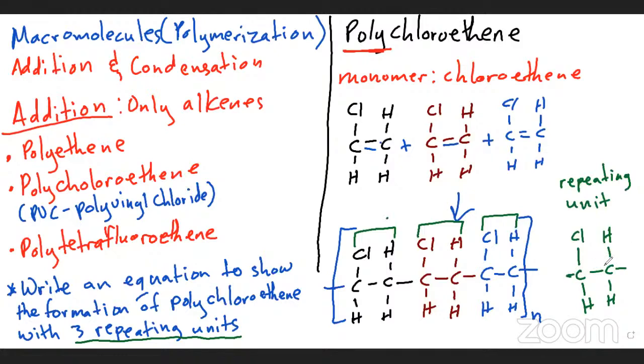Sir, if it asks us 3, do we draw 3 of that unit? No, just 1. If the question says draw the repeating unit, you just draw 1 of them. So this is polychloroethylene, which is your polyvinyl chloride, PVC, with 3 repeating units. If the question asks you to draw it, they just want to see 1 of them.